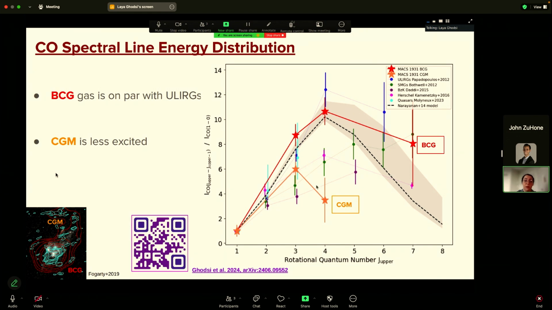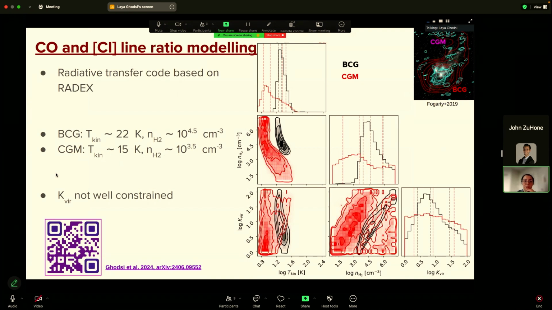It's peaking at the lower CO transition, CO 3-2. And we can also do some modeling, as well as just looking at the CO SLED. We use the radiative transfer code RADEX, and we used all the CO lines and one C I line that we had in order to estimate the different properties of the gas in the system.